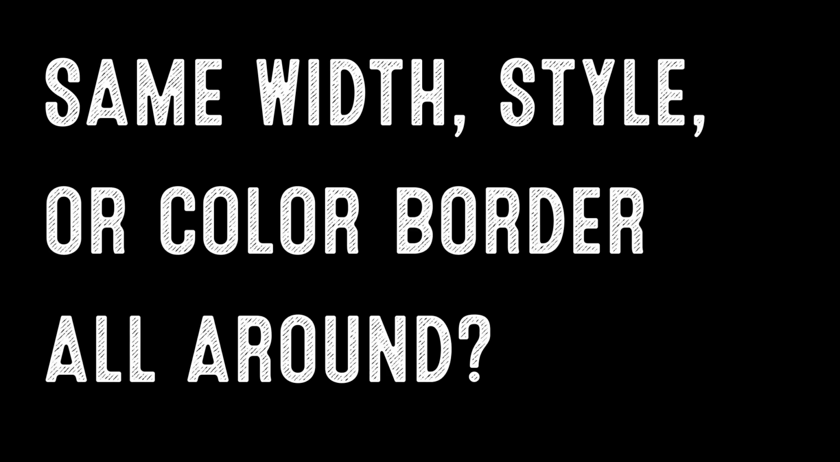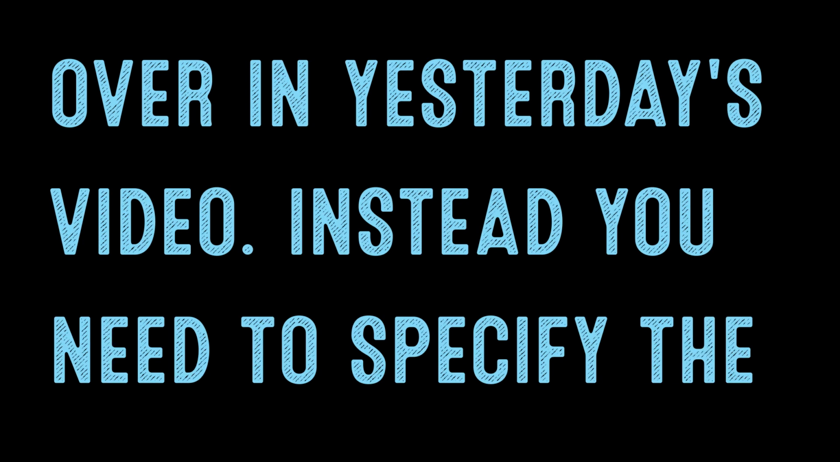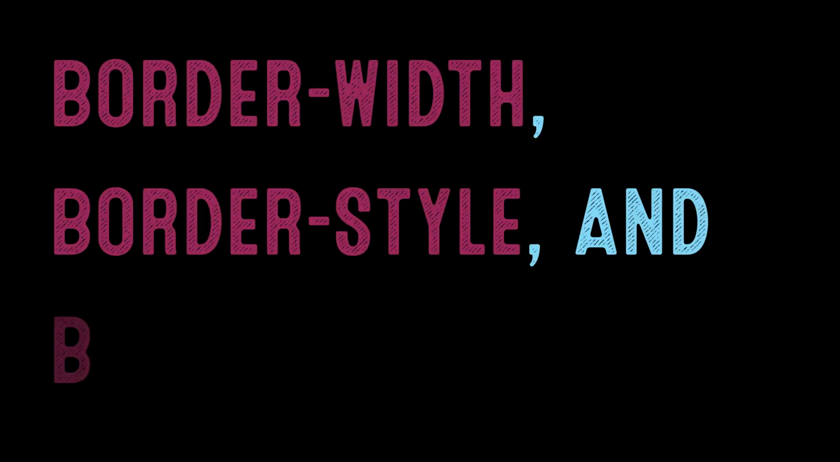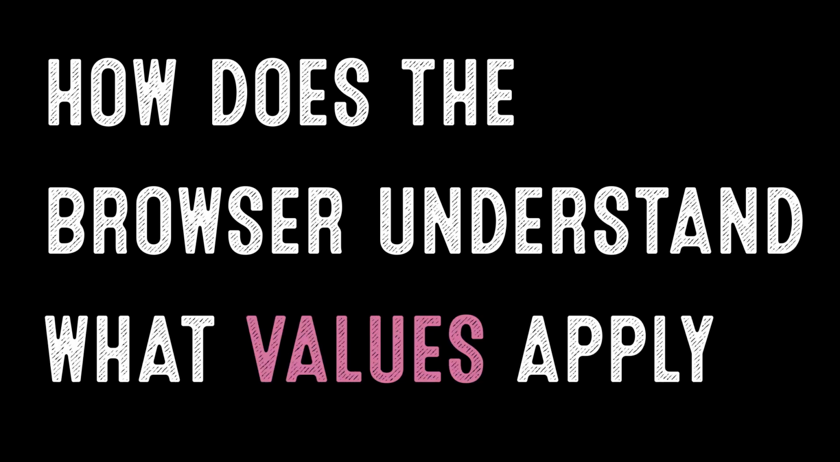The weekly code quiz. What if you have a situation where you don't want the same width, style, or color border all around? In this case, you cannot use the shorthand we went over in yesterday's video. Instead, you need to specify the border width, border style, and border color separately, and you could name up to 4 values. How does the browser understand what values apply to each side of an element?